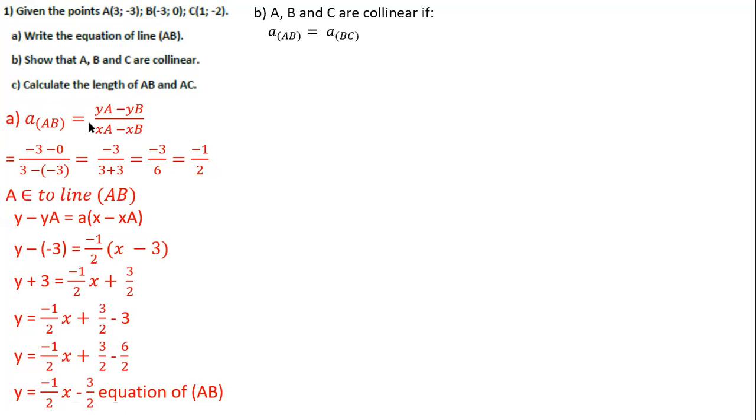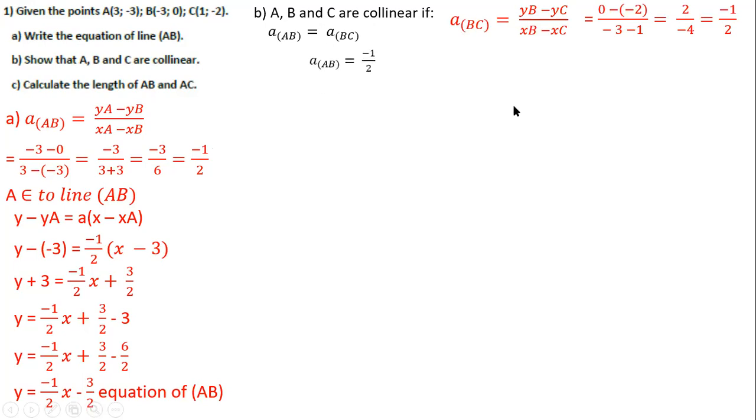So as you said, Mariam, A, B, and C are collinear if the slope of line AB is equal to the slope of line BC. We have the slope of line AB, it is minus half, so we should get the slope of line BC. As Mariam said, using the rule, slope of BC is equal to YB minus YC over XB minus XC. Now we replace YB by 0, we replace YC by -2. So after replacing, we get the slope of BC is also minus half. So this is the slope of AB, this is the slope of BC.